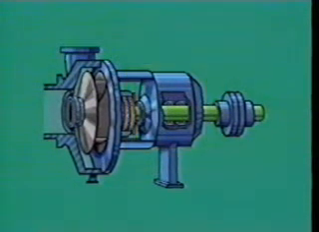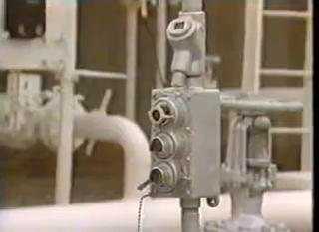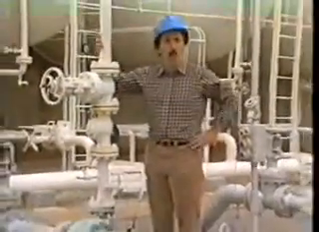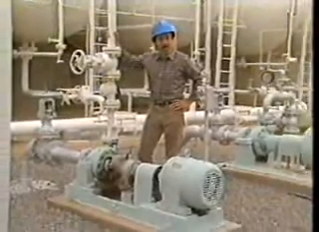Last are seals, or packing. They're used to stop or cut fluid leakage around the shaft. That's how a centrifugal pump's built. Now let's see how it works.